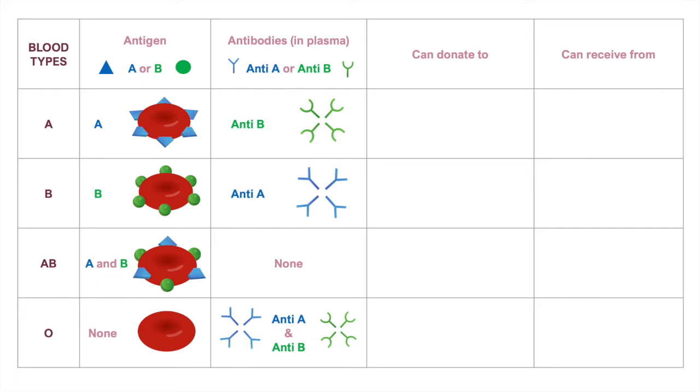When you're going to fill in the table, I want you to assume that we only donate the red blood cells and that we do not donate the plasma, because that is usually what happens in a blood transfusion. When you're done filling in the table, you can continue the video and check if you have the right answer.